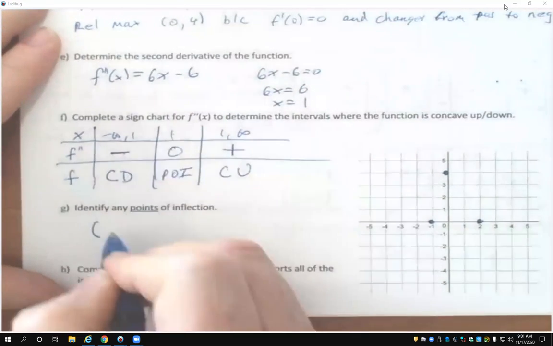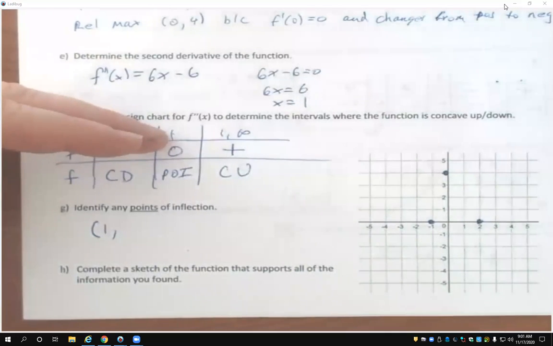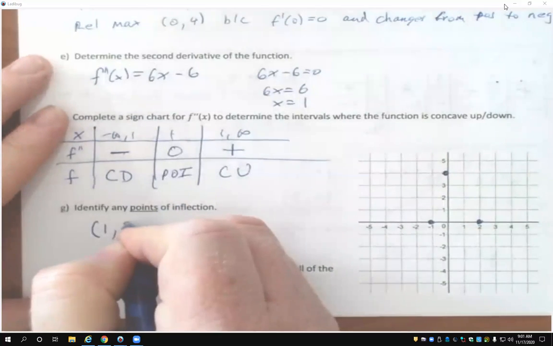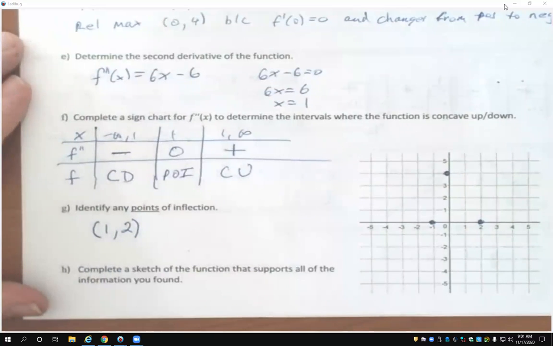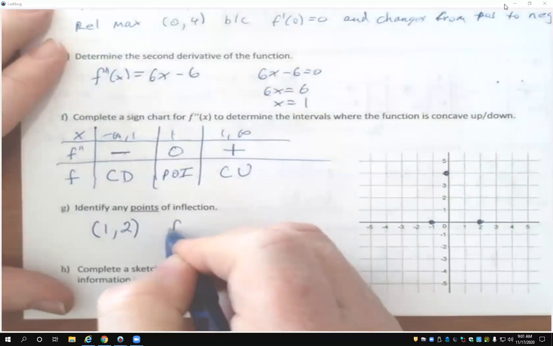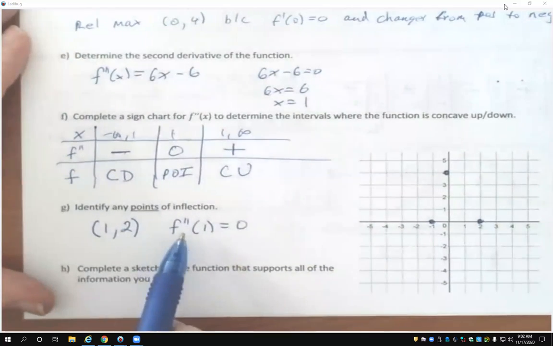Okay, it's at x is 1. When I go back to my original, again, remember, don't plug it into your derivative. You're just going to get 0. We already know it's a 0 in the derivative. When I go back to the original, I plug in 1, I get a y value of 2. So my point of inflection is at (1, 2), and I'm going to justify that. To justify points of inflection, f double prime is equal to 0 or undefined. So f double prime of 1 is equal to 0.